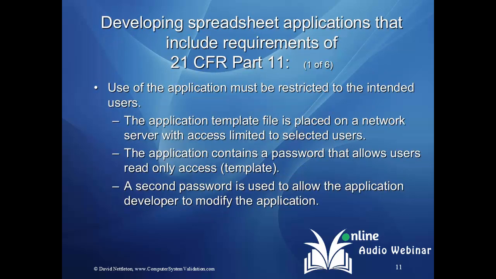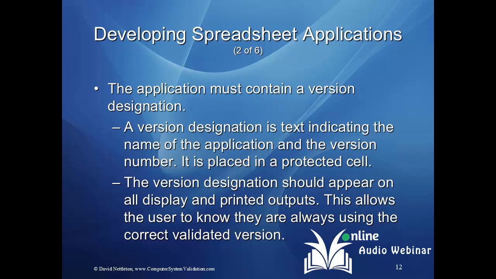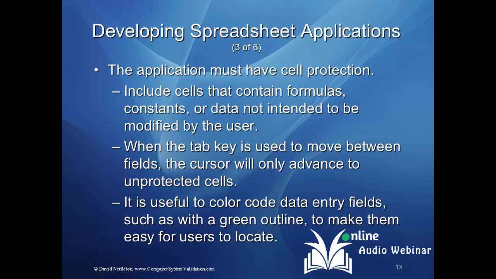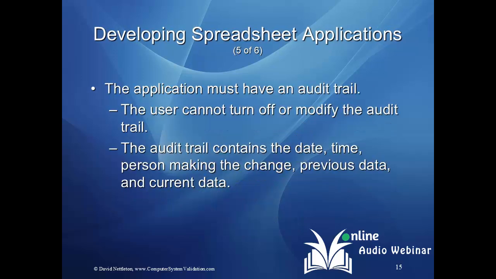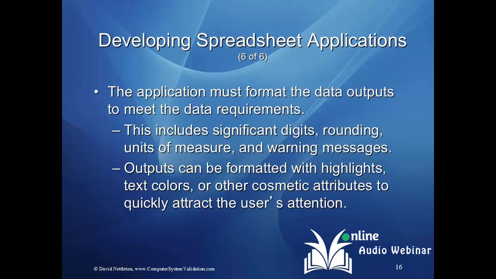How do you develop a spreadsheet application that includes all the requirements of Part 11? There are 6 things you have to do. Let's look at them one at a time. First, use of the application must be restricted to just the intended users. Number 2, the application must contain a version designation. Number 3, the application must have cell protection. Number 4, the application must have data entry checks for data entry cells. Number 5, the application must have an audit trail. Finally, number 6, the application must format the data output to meet the data requirements.